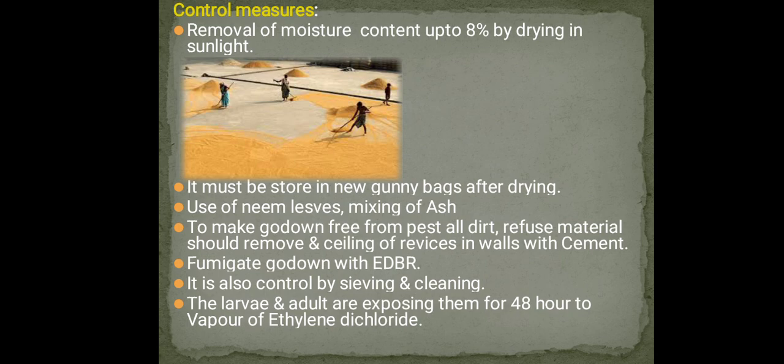Then use of neem leaves mixed with ash. Then make godowns free from pests or dirt. Then refuse material should be removed. Then fumigate the godown with EDB. Then it is also controlled by sieving and cleaning. The larvae and adults are exposed for 48 hours to the vapors of ethylene dichloride solution.